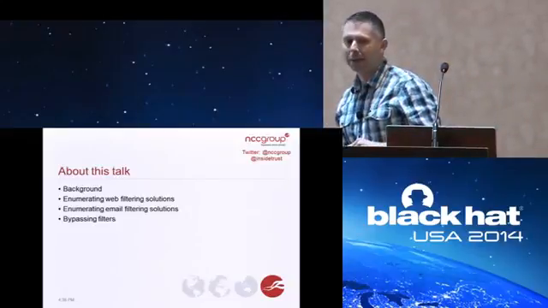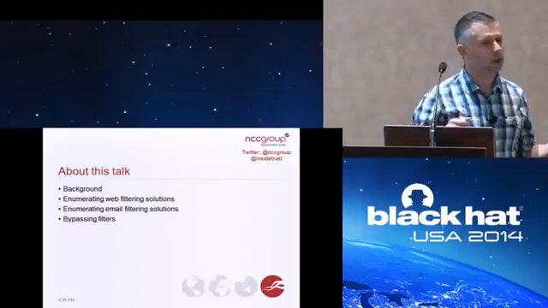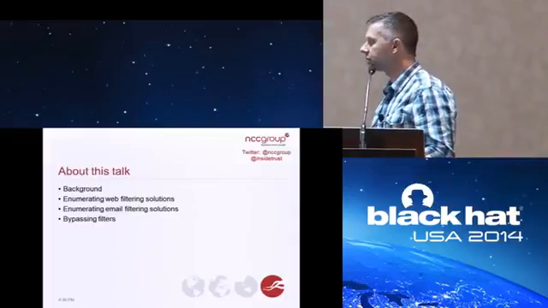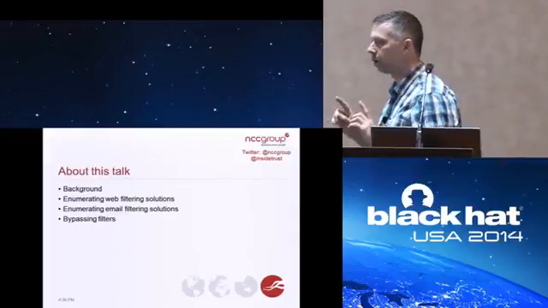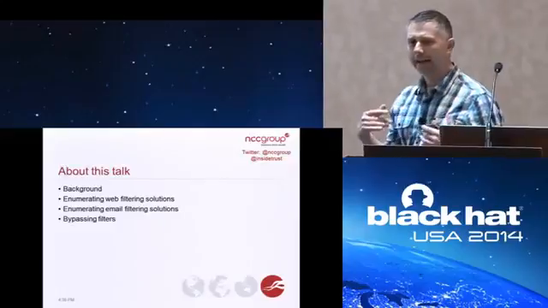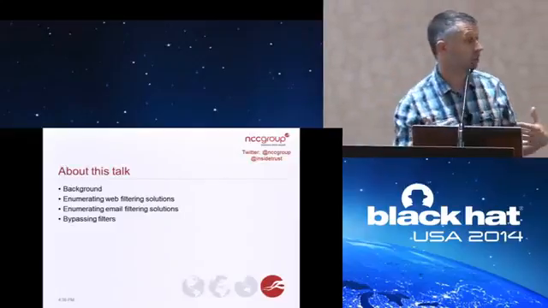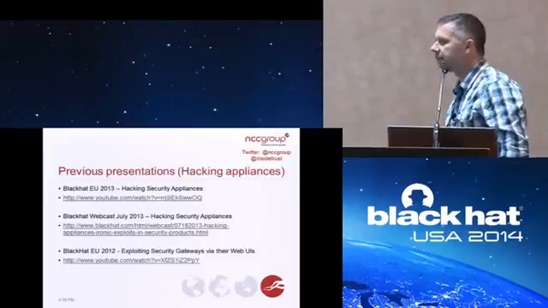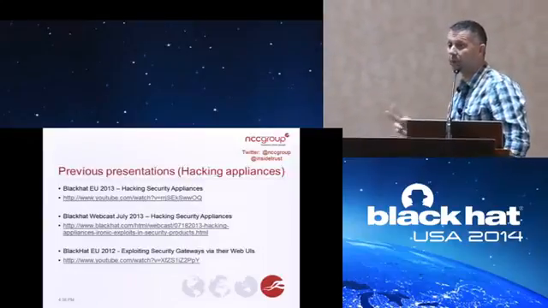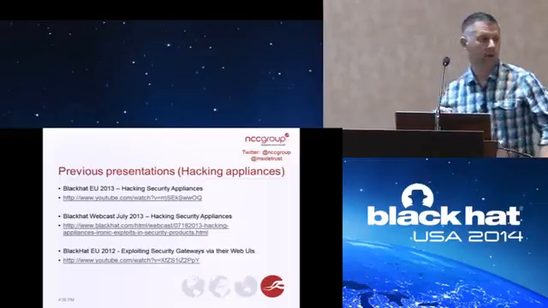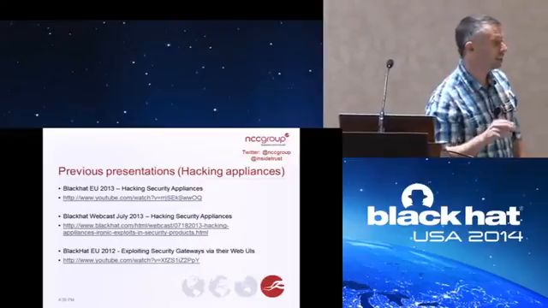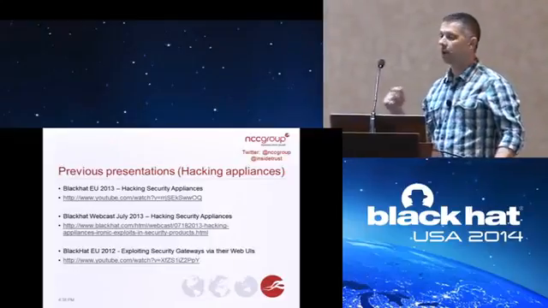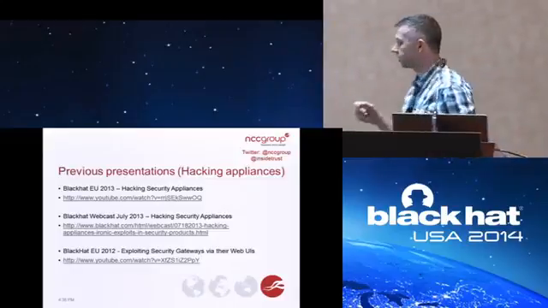So I'm going to give a little bit of background about some of the talks I've given previously, and then I'm going to do a section on enumerating web filtering solutions, and then I'm going to talk about enumerating email filtering solutions, and as I go, I'll talk about bypassing these solutions and give a little bit of summary at the end. I've spoken previously for Black Hat Europe a couple of times on hacking appliances. So finding vulnerabilities in web security and email security appliances, firewalls, remote access gateways, that kind of stuff.